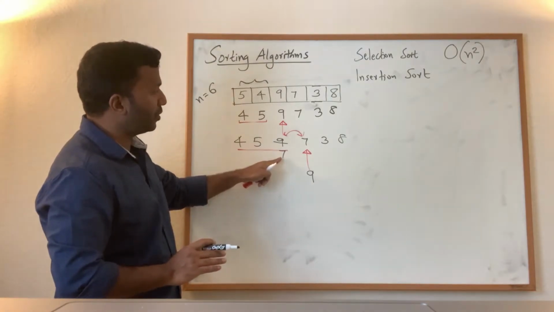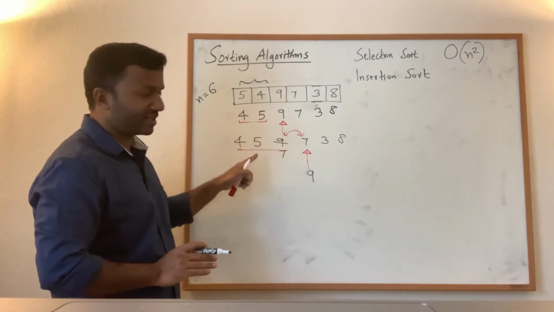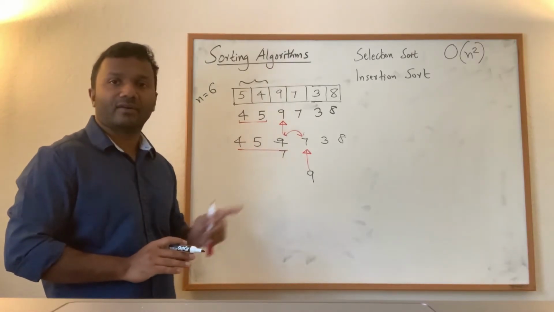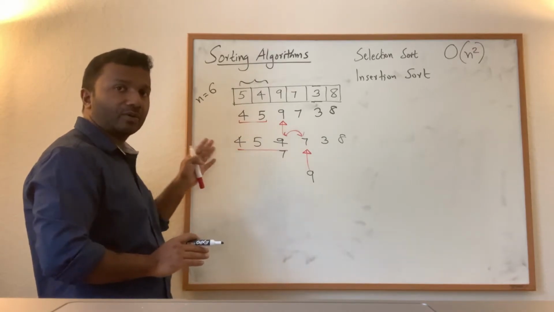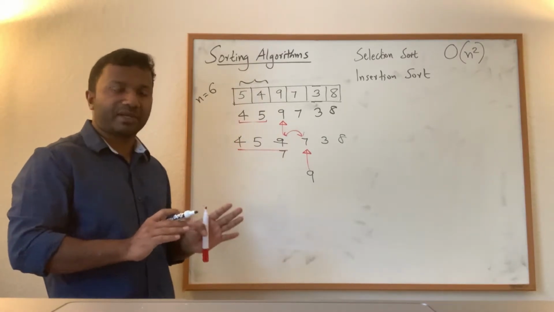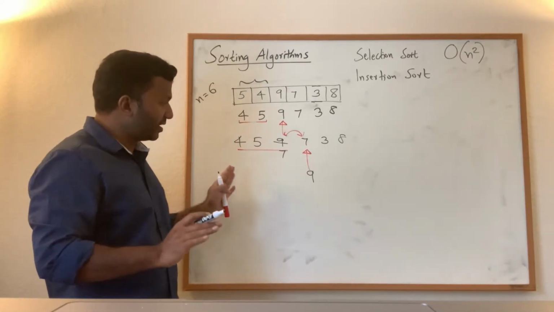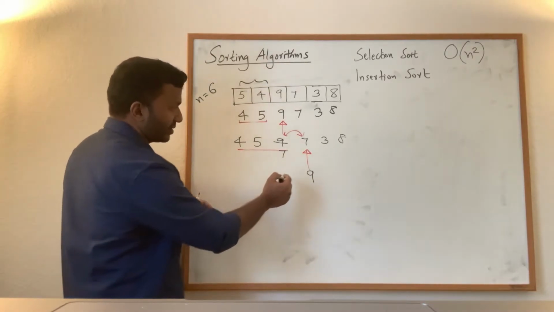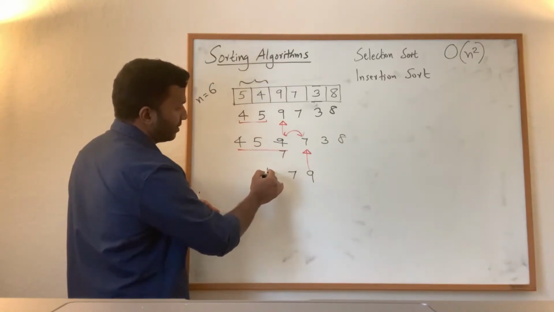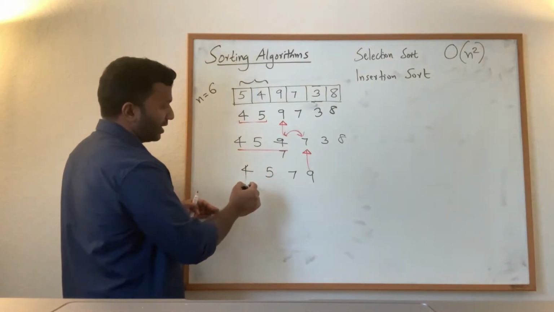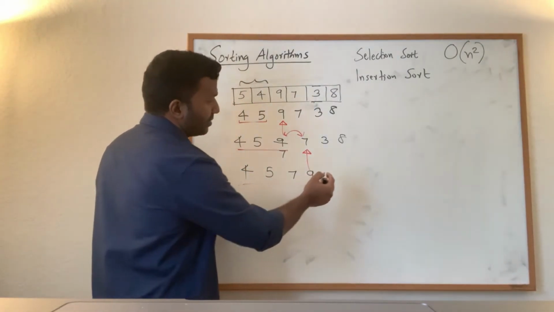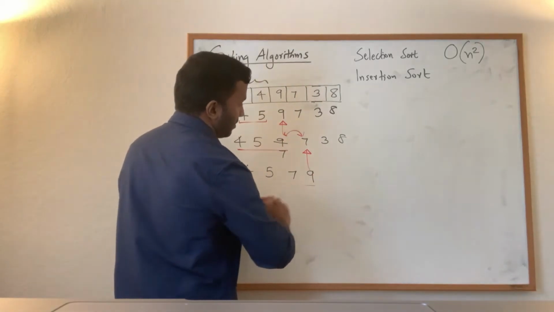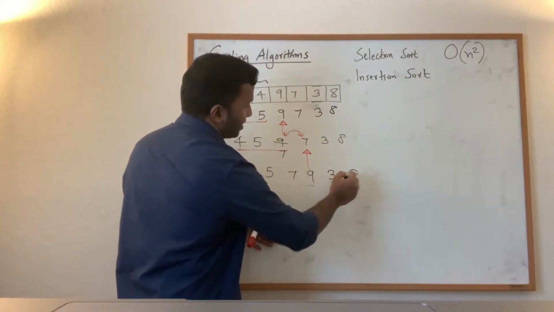So for that, all I am doing is I will compare 7 with the previous number and I see that 5 is a smaller number and all the numbers before that are also going to be smaller. That means now the first four elements are sorted. So at the end of this step, the array will look like this. Now what I will do is pick the next number. So the array will look like this.